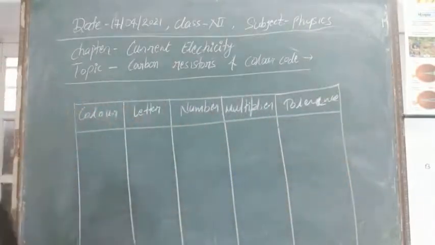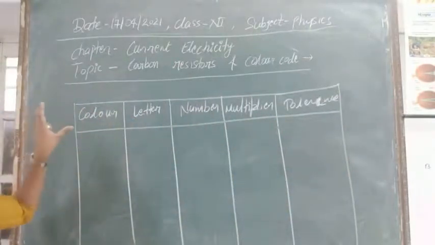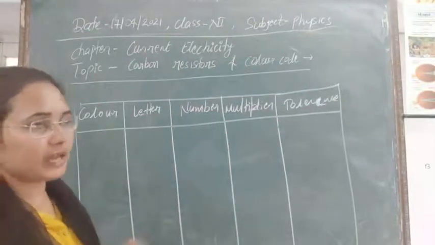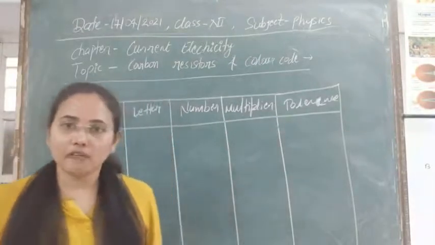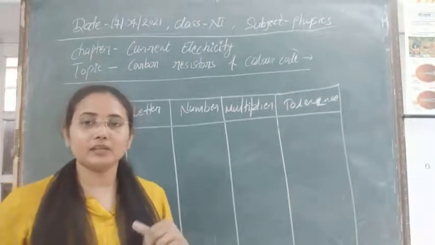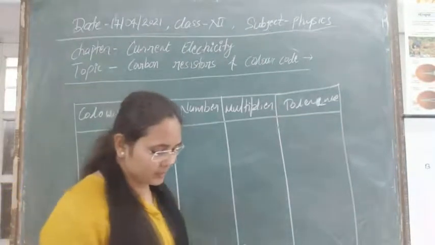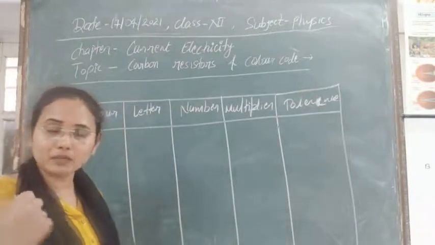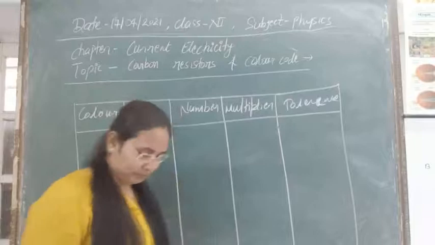So let's see this chart. In this chart, the way to write the colors is also precise, that is also fixed. For that we can use a trick also. So first let's write that. After that I will tell you what trick you can use to learn it.